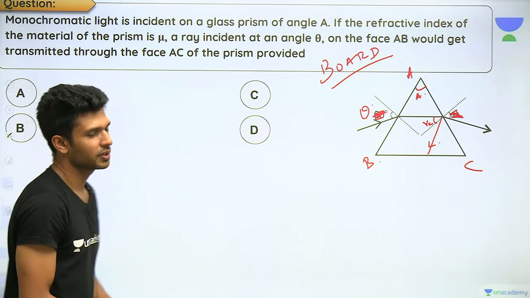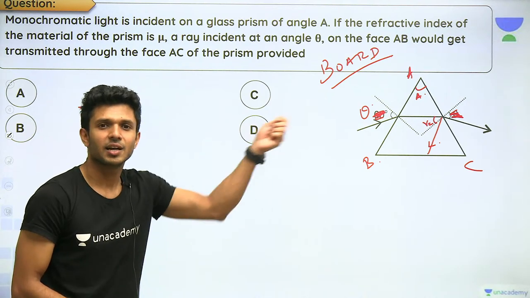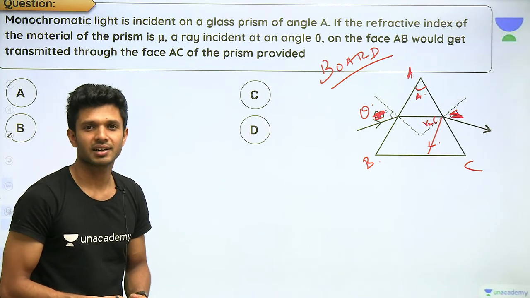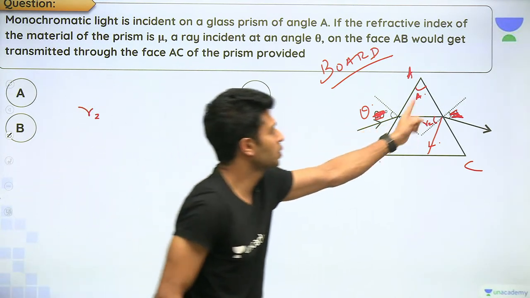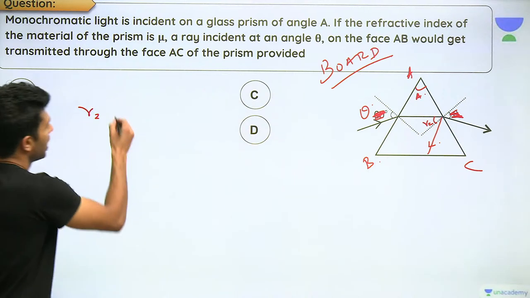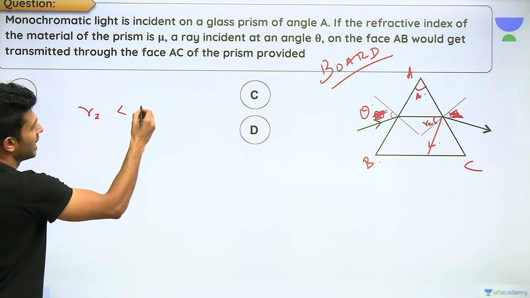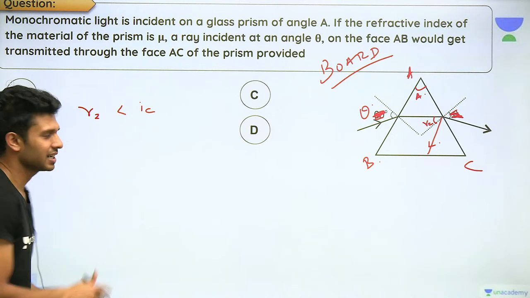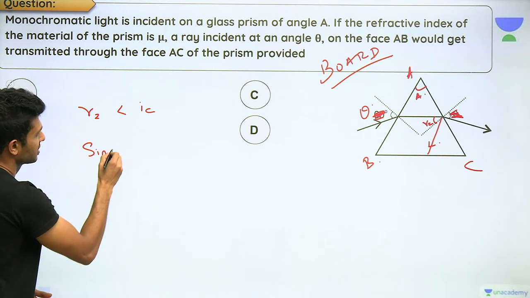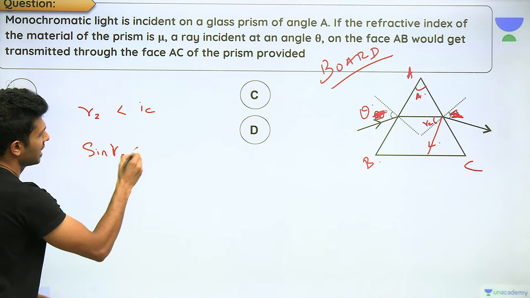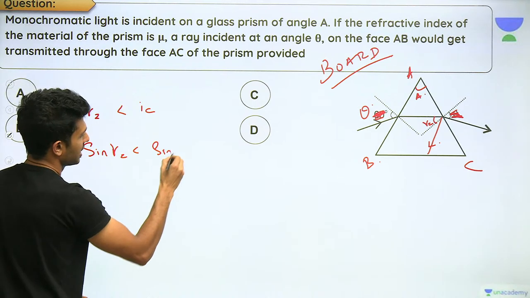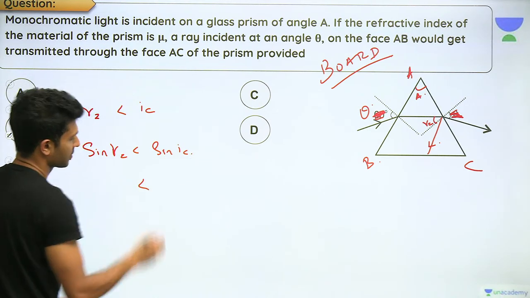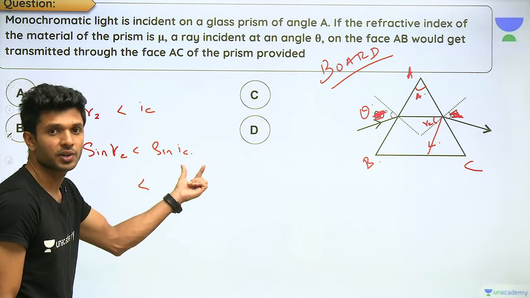If the angle of incidence is greater than critical, it will be undergoing total internal reflection. So, if it wants to go to the second medium, R2 value should be lesser than the critical angle. Multiplied with sine on both sides, sine R2 should be lesser than sine of the critical angle. Tell me, what is sine of critical angle?